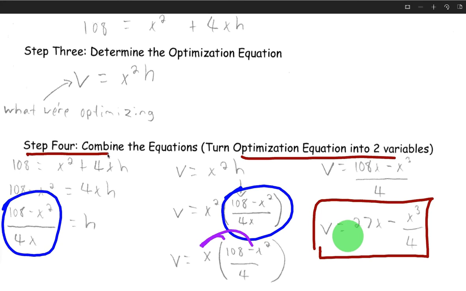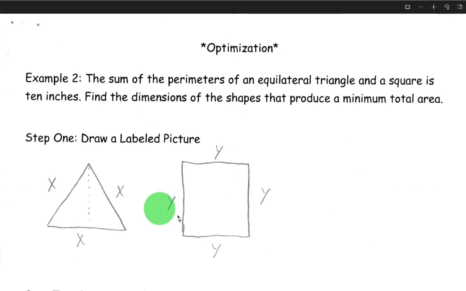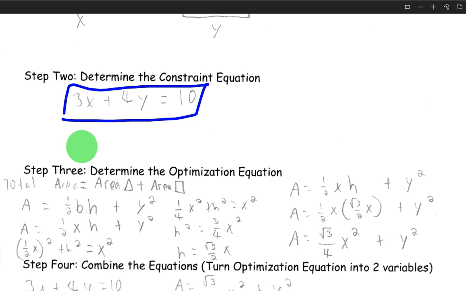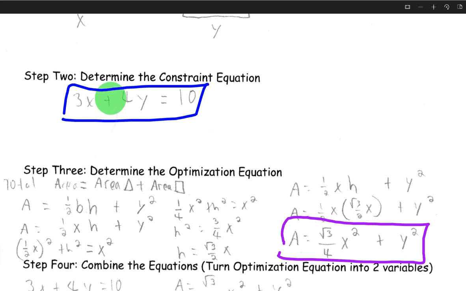Let's move on to example 2. Example 2 involved using 10 inches of material to create an equilateral triangle and a square, and we will produce a minimum total area. As a reminder, here was our constraint equation, and here was our optimization equation. Now for this particular problem, it seems equally easy to get x or y by itself in the constraint equation, so we can substitute it in for the area, so it won't really matter.